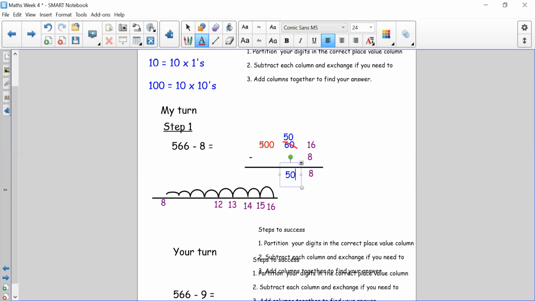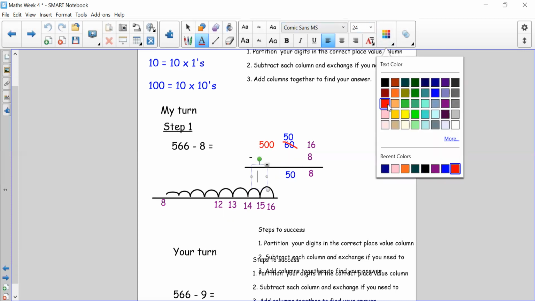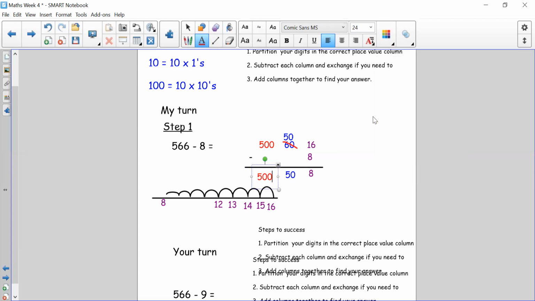Okay, how many hundreds? Well, I had 500. I didn't have to exchange anything. I don't have anything else to subtract, so I'm going to keep it as 500. Now, I can't leave my answer as 500, 50 and 8. I need to recombine them.